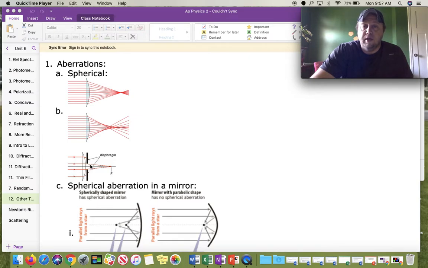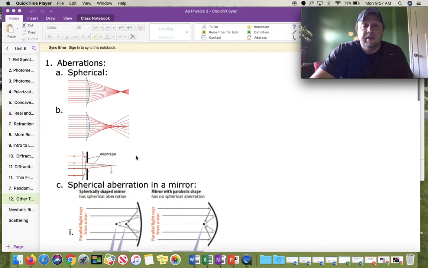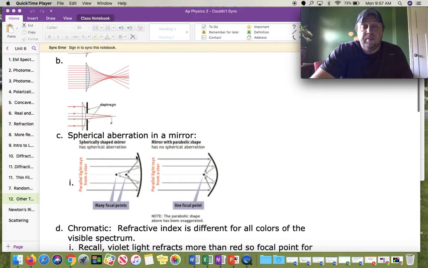You use a thicker lens to get a larger image that forms, so that you can see further out. But then you have to use a diaphragm to end up eliminating some of the spherical aberration that shows up, so that you can actually focus in on the image that you're wanting to see. This does also occur in mirrors.